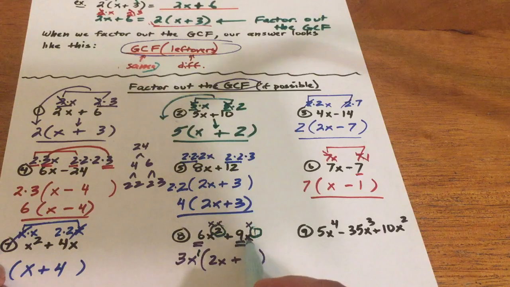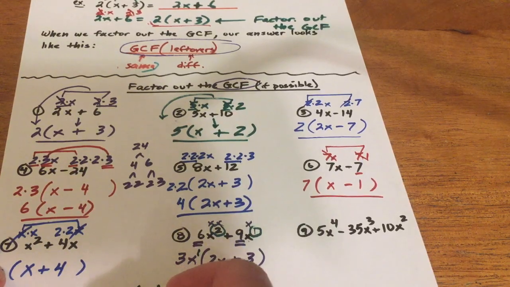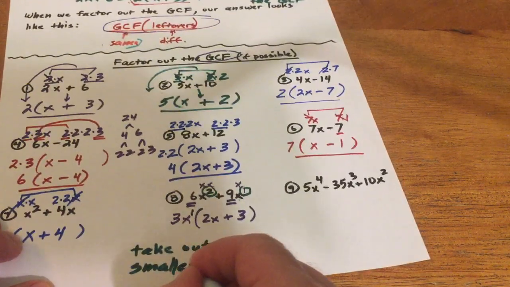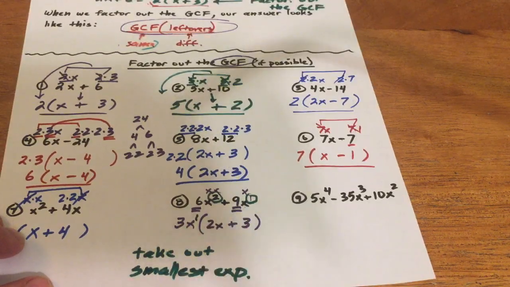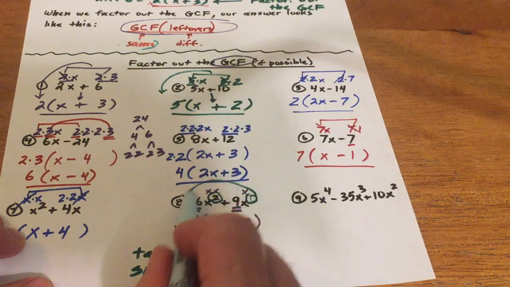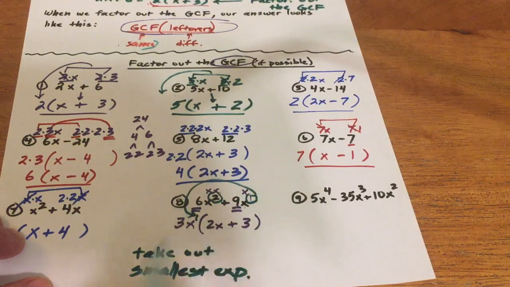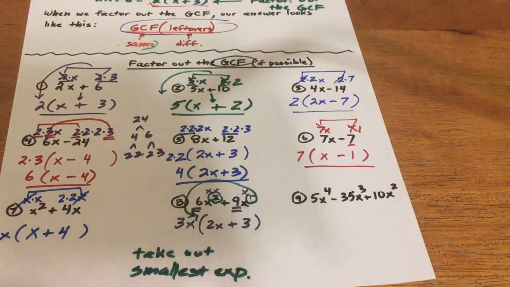And so when you have a variable with exponents like this, and we wrote in the 1 like I said, always take out the smallest exponent. What do I mean? Well, 2 and 1, what's smaller? 1 is smaller. So that exponent of 1 goes out here. All right, try number 9.